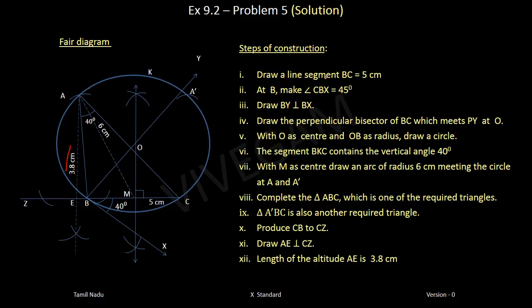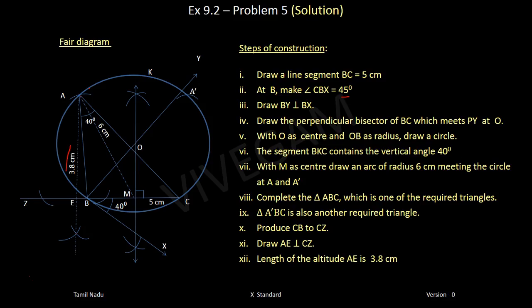So draw a line segment BC. We did this BC of 5 centimeter length. Then at B, make an angle CBX equal to 45 degrees. At B, make an angle CBX of 40 degrees, right? Oh, it's 45 degrees, I'm sorry, we need to check which one is right. Please check which is right. I'm not sure, I missed it out. Then draw BY, which is perpendicular to BX.